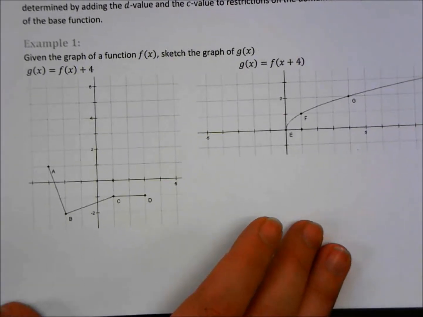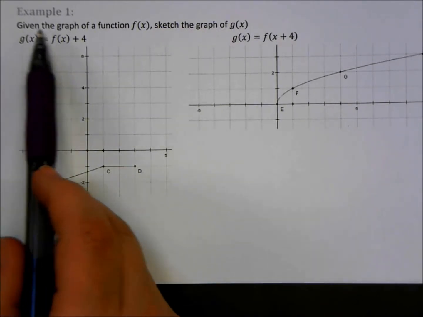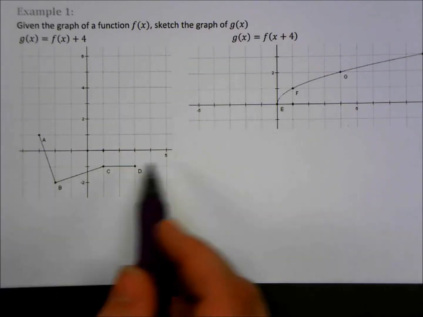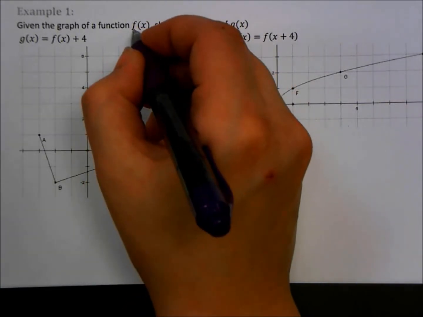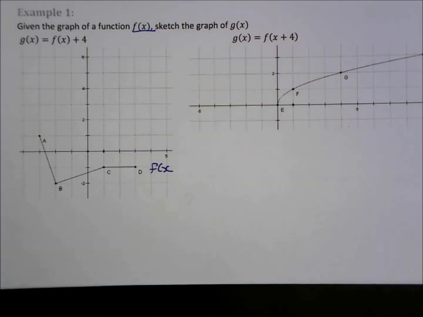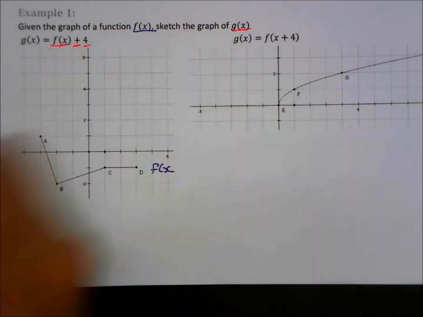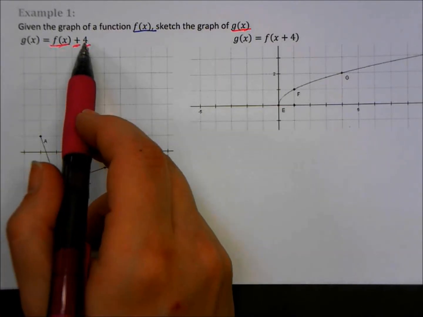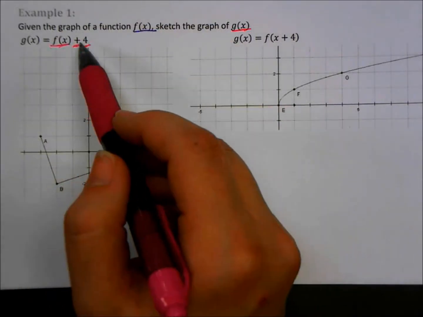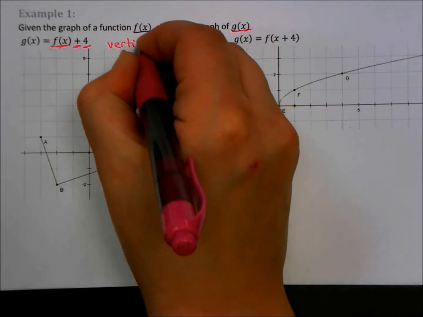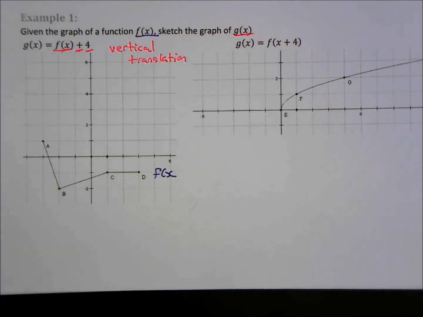Let's try some examples. Example 1. Given the graph of function f of x, so this graph here, random graph that I can't give you an equation for, is called f of x. We want to sketch the graph of g of x. G of x is going to be the same as f of x, but it's going to be 4 higher up. Plus 4. This is an external constant to the function. This is a vertical translation. It's a vertical translation of 4 units.